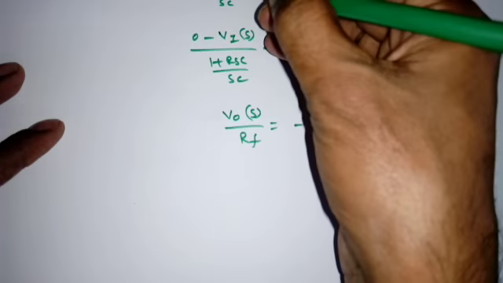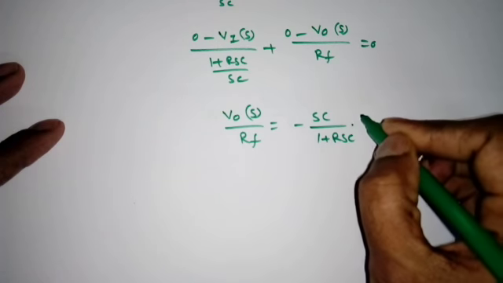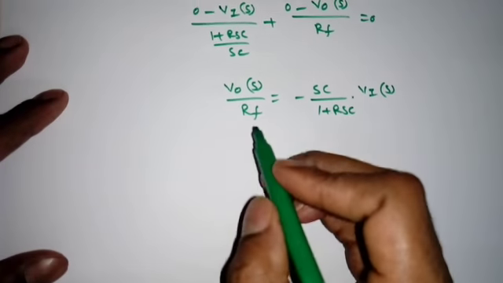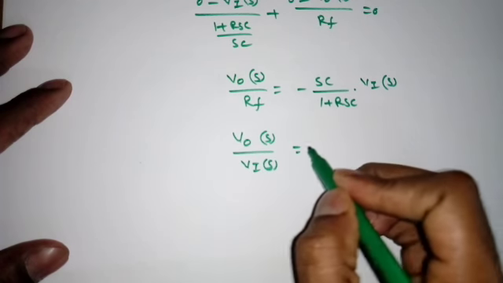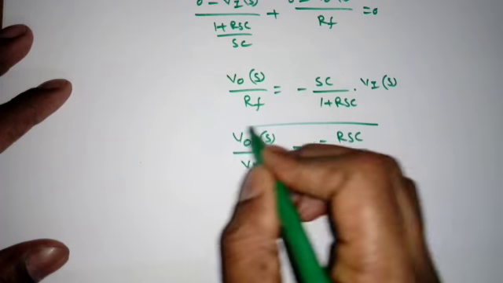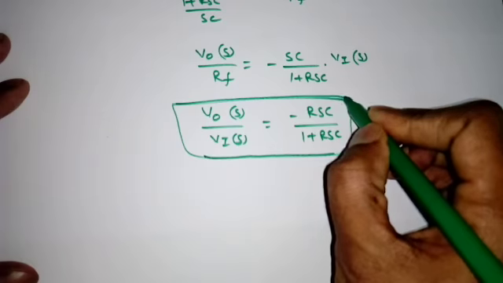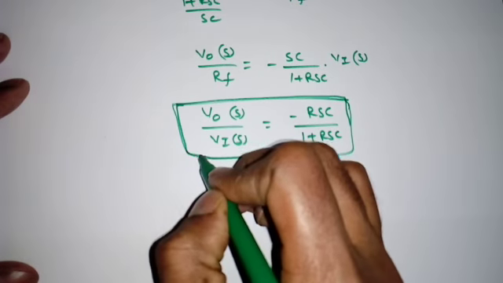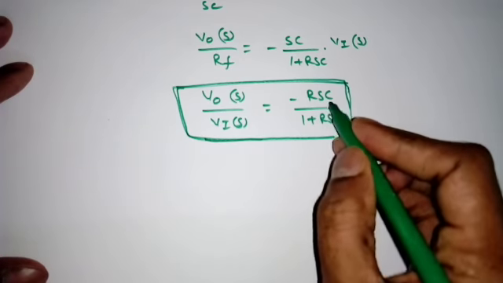Now V0 of S by RF is equal to minus SC by 1 plus RSC into Vi of S. See, SC is going to the numerator. So V0 of S by Vi of S is equal to minus RSC by 1 plus RSC. This is the transfer function of the high pass filter. Now how can we say this is the transfer function of a high pass filter? Very simple.